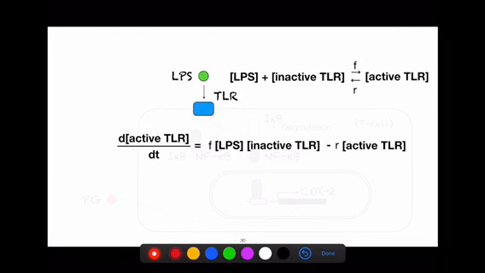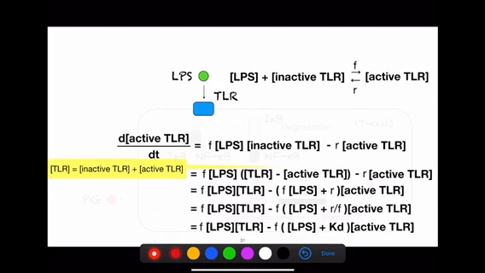So we can come back to the original equation, the differential equation describing this interaction. Now, to solve this equation, you think about the total amount of TLR, and the total amount of TLR will be composed of inactive TLR plus active TLR. Let's just write the total amount of TLR as TLR, and this will be a constant. There's a limited amount of TLR. It can be either active or inactive, depending on the presence of the LPS. But the absolute amount of TLR will be constant in a given amount of time that we are considering.